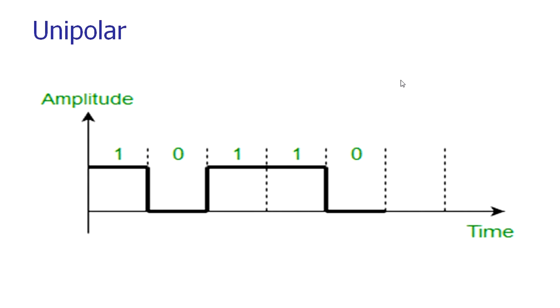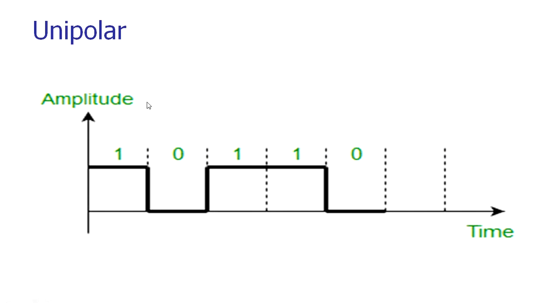In unipolar coding schemes, you can see the data we want to transmit digitally is 10110. The unipolar line coding scheme uses the positive quadrant, and a high voltage defines 1 and a low voltage describes 0.